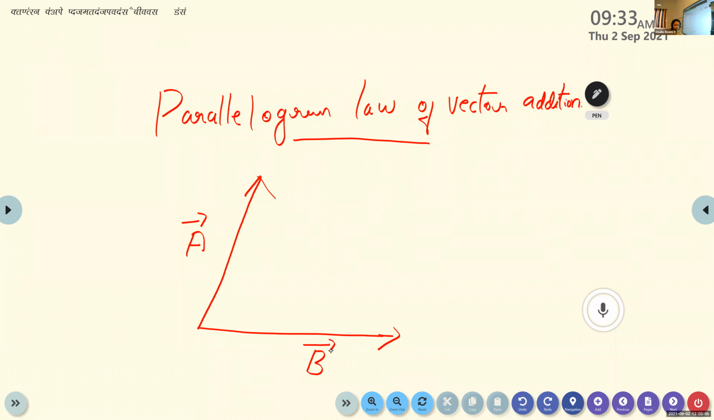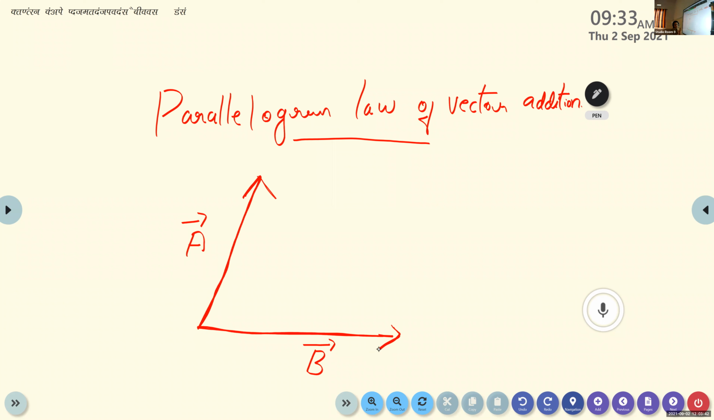They are at the same point. Here we have two vectors, vector A and vector B, with magnitude and direction. We know that the tail portion indicates the magnitude of vector A, and the arrow mark indicates the direction of vector A. Similarly, the tail portion indicates the magnitude of vector B, and the arrow mark indicates the direction of vector B.